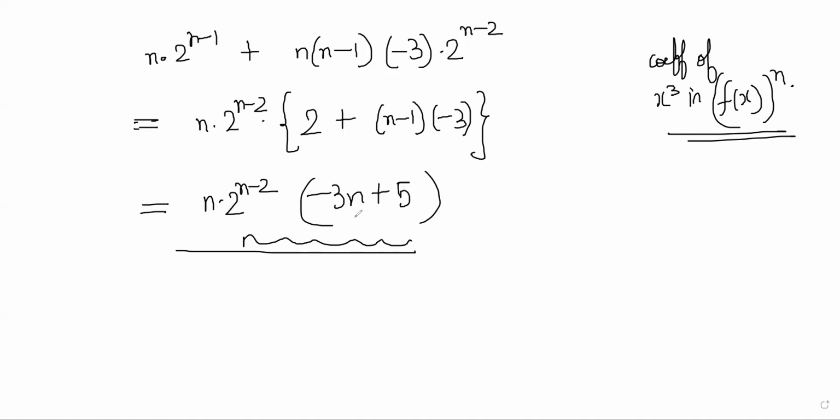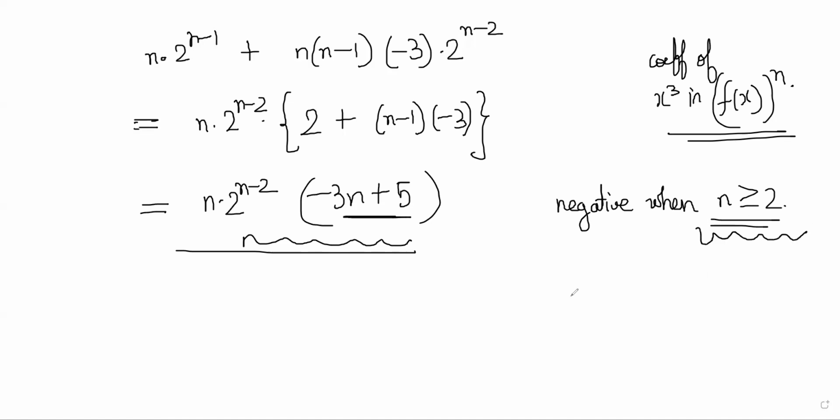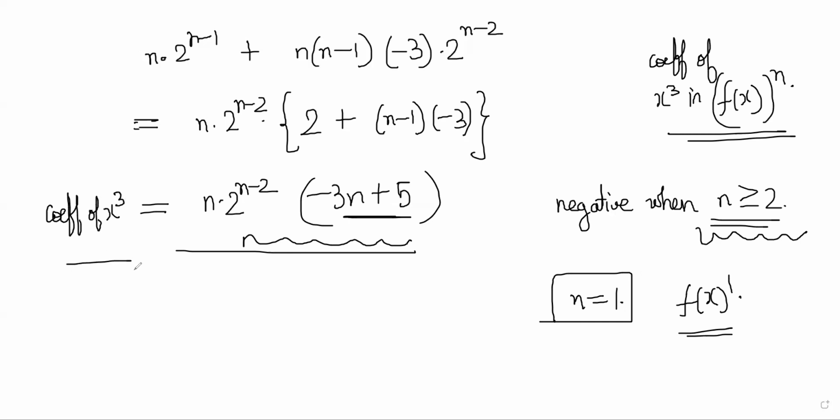Now, this number here is obviously negative when n is greater than or equal to 2, right? So the coefficient of x cube in f of x power n will obviously be negative if n is greater than or equal to 2. And if n is equal to 1, f of x power 1 already has a negative term. That is the coefficient of x square, right? So the conclusion is obviously true. It has at least one negative coefficient if n was 1. And the conclusion is also true for n greater than 2 because we are getting the coefficient of x cube becoming negative in that case, right? So this is the way in which we have completed the proof here.